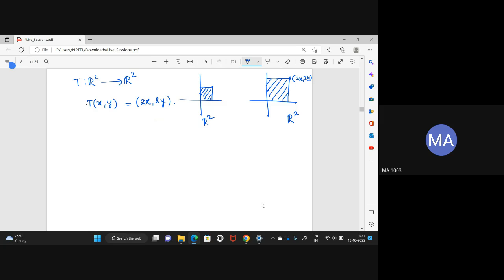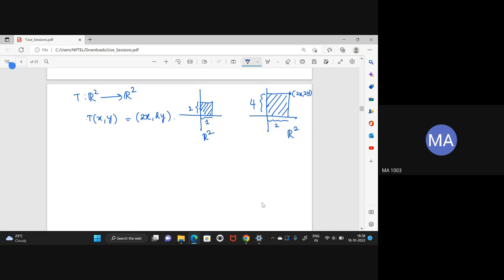If I had a rectangle of length 1 and breadth 2, then I'm going to get a rectangle whose length is 2 and breadth is 4, right? So geometrically, I can see where shapes get transformed. Given any shape in the domain, I can tell you what output shape I'm going to get.